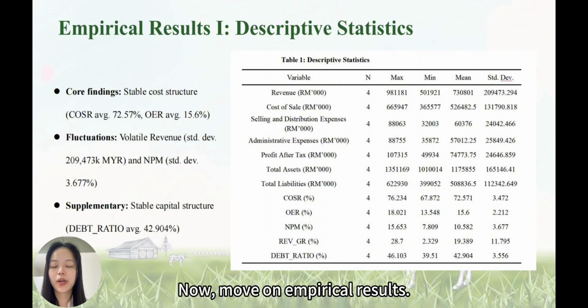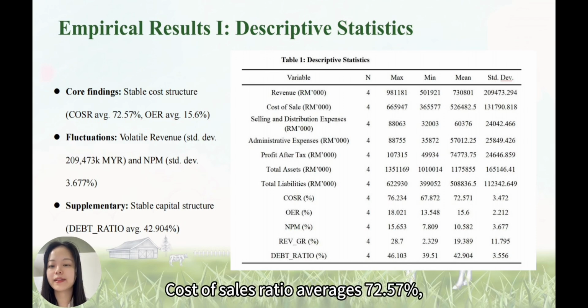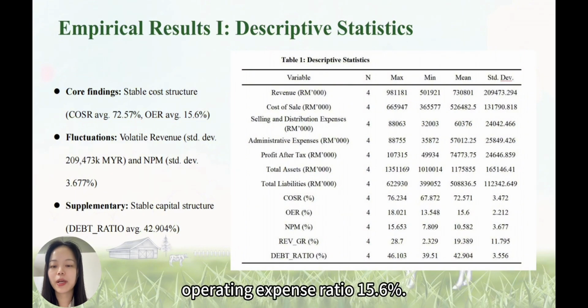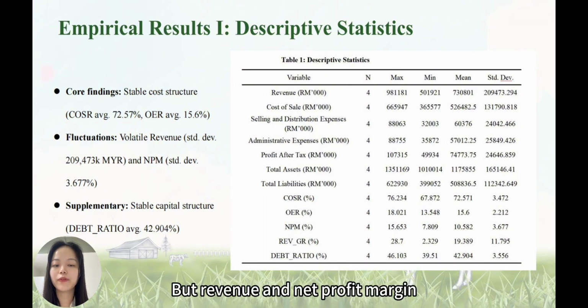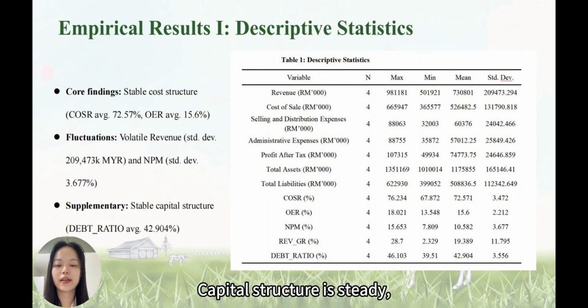Now, move on to empirical results. First, descriptive statistics. The company's cost structure is stable. Cost of sales ratio averages 72.57%, operating expense ratio 15.6%, but revenue and net profit margin fluctuate significantly, with net profit margin averaging 10.58%. Capital structure is steady, with debt ratio around 42.9%.